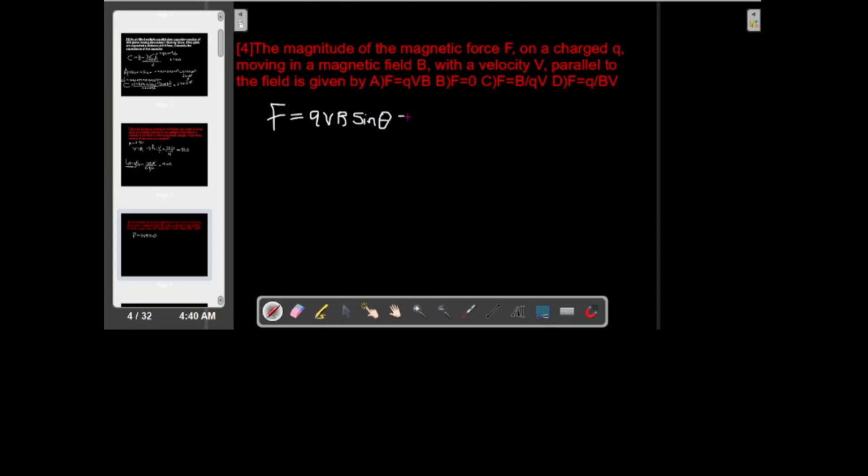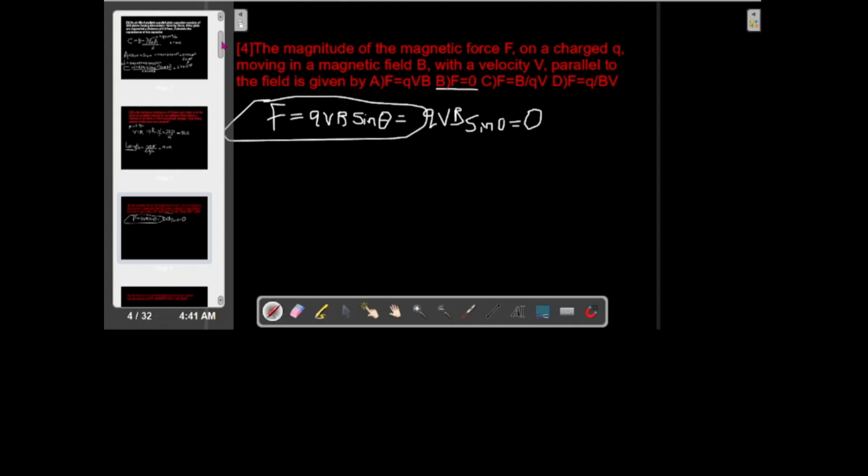Now if they are parallel, that means the angle between them is 0. So this becomes Q V B sine 0, and sine 0 is 0. So you should know where I'm going with this calculation. That means everything here turns to 0, so the force now is 0. Our correct answer is option B. But this is the formula.